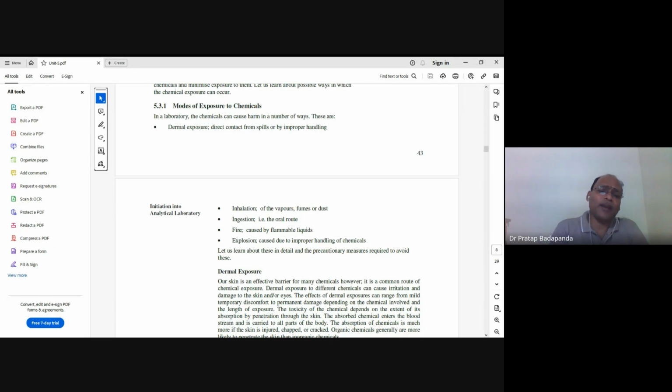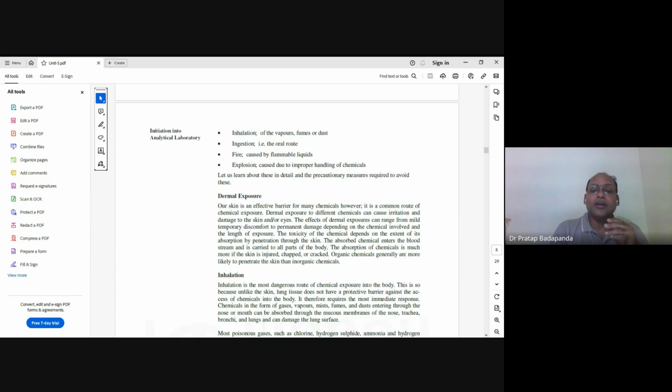What will happen is that if you hold a test tube and carry out an exothermic reaction, heat will be evolved. Then if I hold the test tube by hand, I may throw it, and that area will get damaged. I don't know where it will fall, which chemical it will come in contact with, or what type of reaction will occur. So be careful about this.